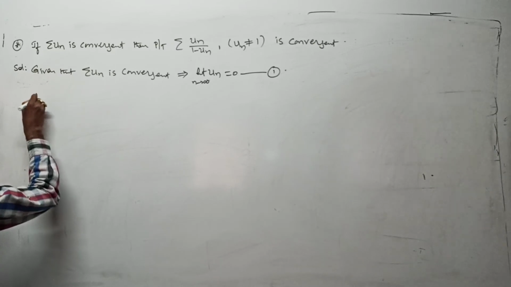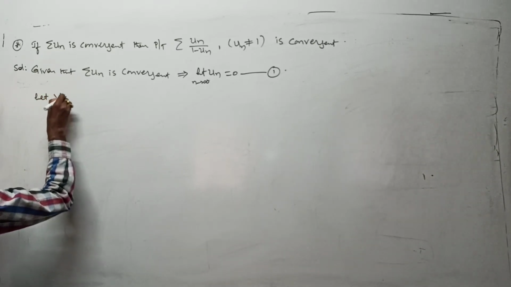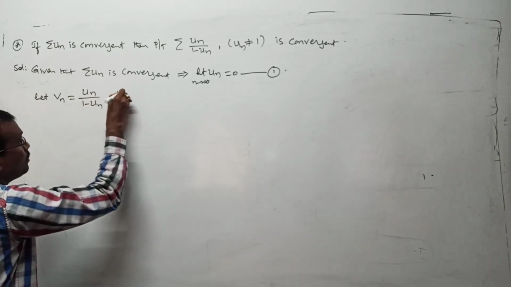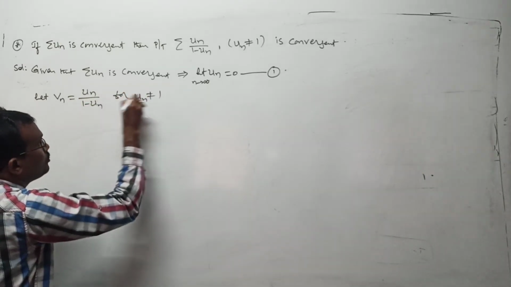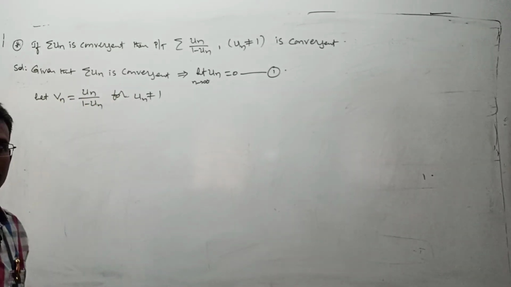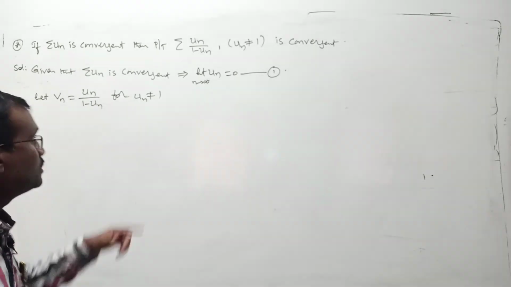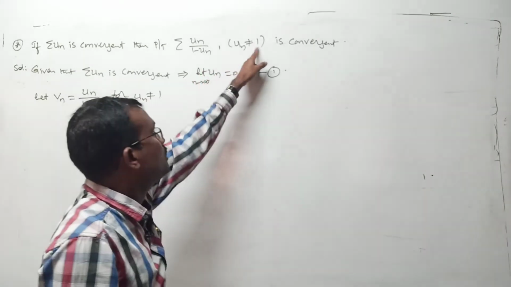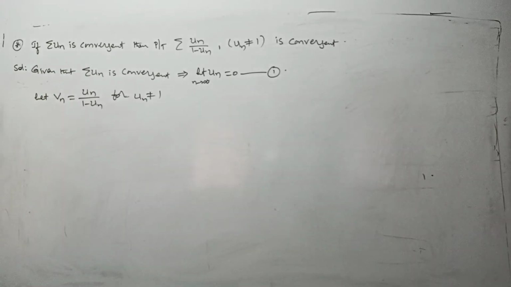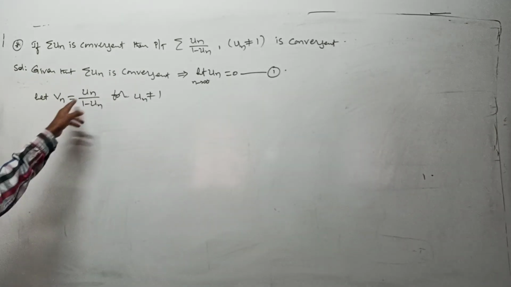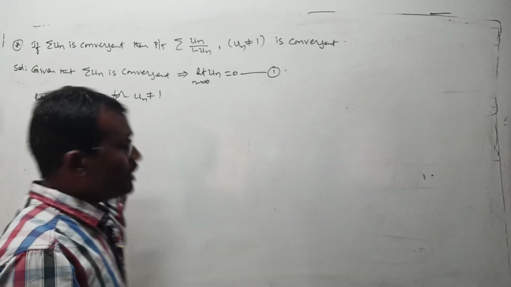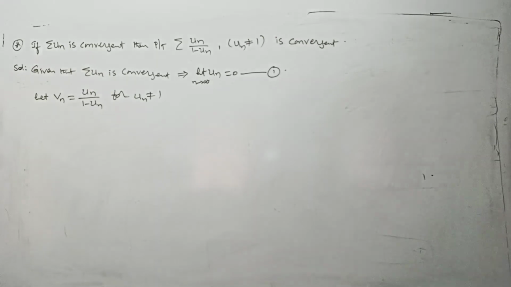For that cause, in the next step, I want to take v_n as u_n by 1 minus u_n, for u_n not equal to 1. This is compulsory. If u_n equals 1, this v_n becomes undefined. Undefined means there is no definition at all. That's why this should be restricted, as given in the statement itself. This is your v_n term. Now v_n is u_n by 1 minus u_n.